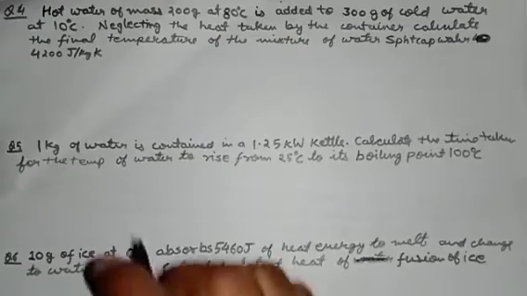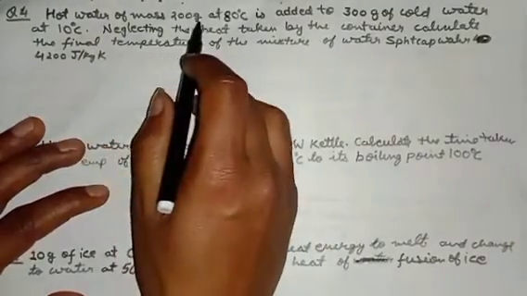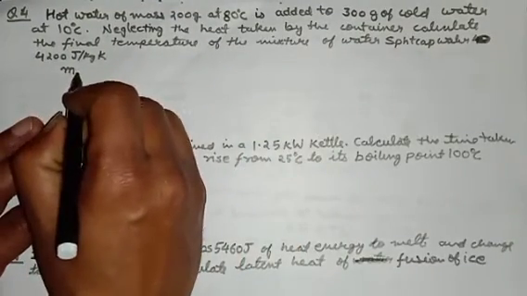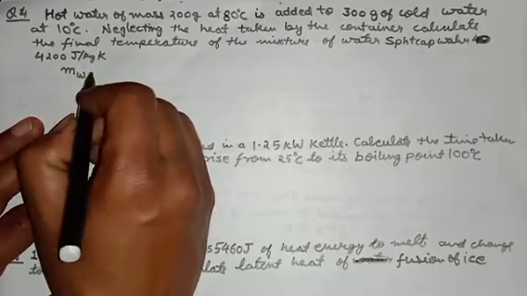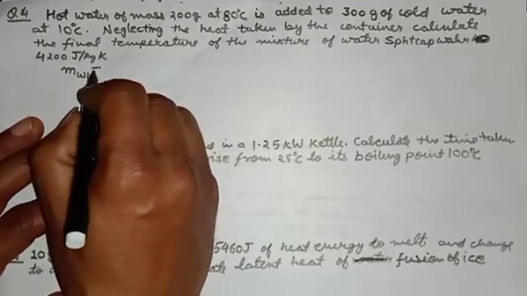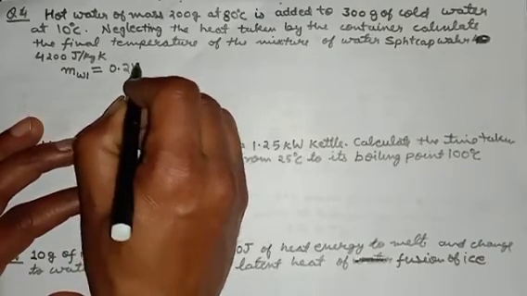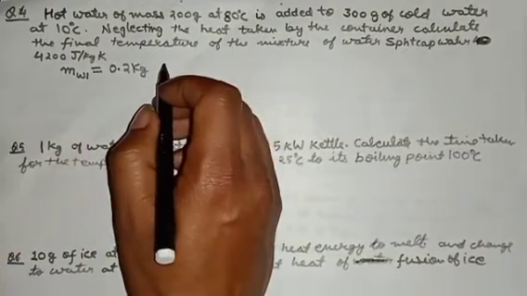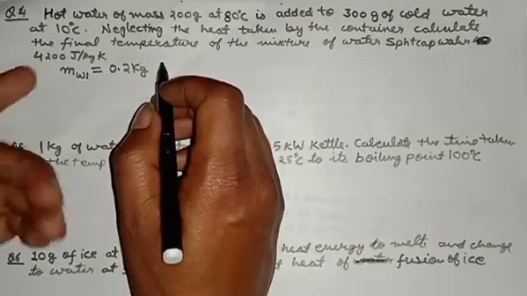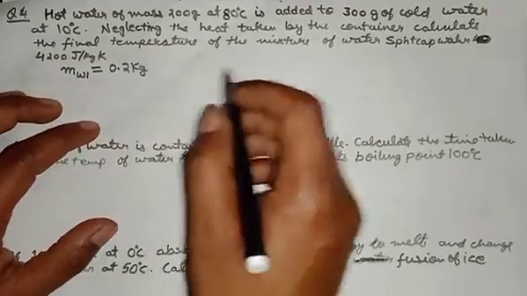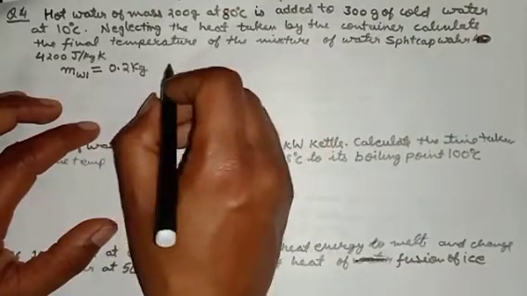Now this is interesting. Hot water of mass 200 gram at 80 degrees Celsius. So, mass of water 1. Oh, so many subscripts. 200 gram, I'm directly writing it 0.2 kg. It is better to use these SI units, and when we have given these values in SI units, the constants and all that. Added to 300 gram of cold water.